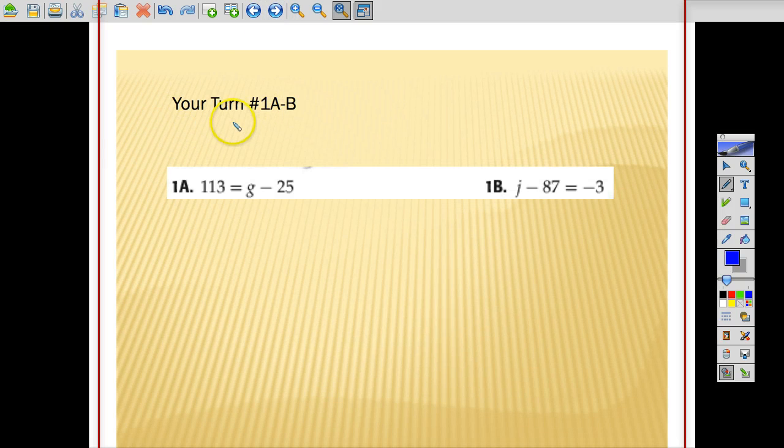Here's your turn, 1A and 1B. Solve two equations. Your answer should look like G equals a number, and this one J equals a number. Even if you're solving this equation, you have G on this side and a number on this side, your final answer should still look like G equals a number. G should be on the left side of the equal sign, and the number on the right side. So go ahead and pause the video, and come back when you're done.